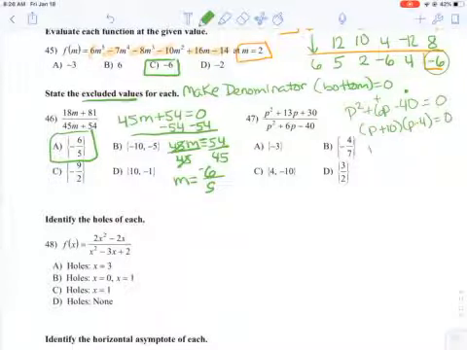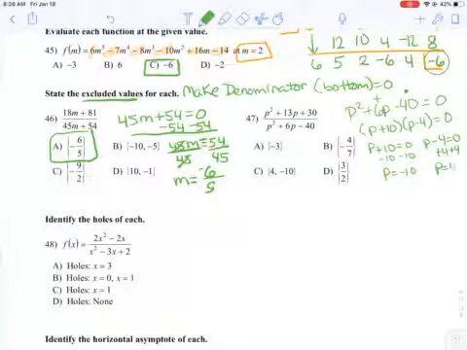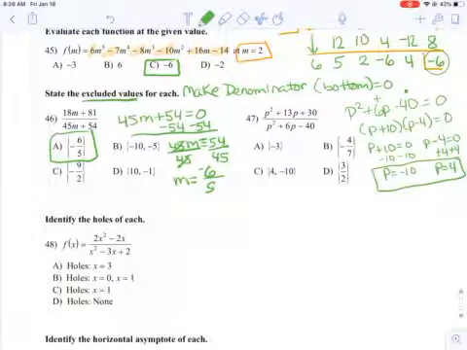So p plus 10 would equal 0. P minus 4 would equal 0. We need to find out when that would happen. And that's going to be when p equals negative 10. And this is going to be when p equals 4. So our two excluded values here are negative 10 and 4.